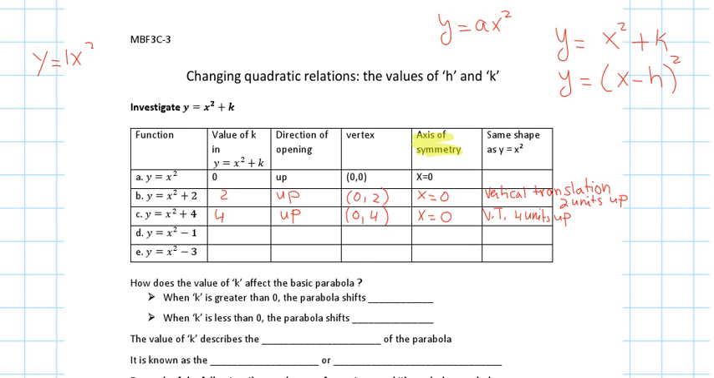How about the D? Y equals x squared minus 1. What's the k value? Negative 1. Direction of opening is up. Vertex? And vertical translation? 1 unit down. Okay? The down takes care of the minus. So when I say 1 unit down, it takes care of that negative that you see there.